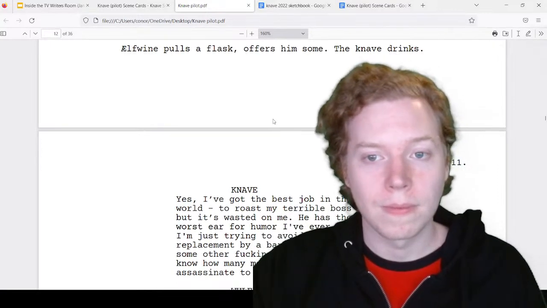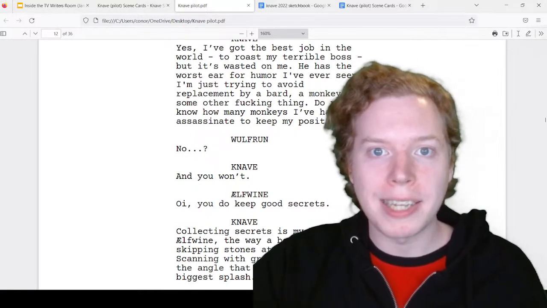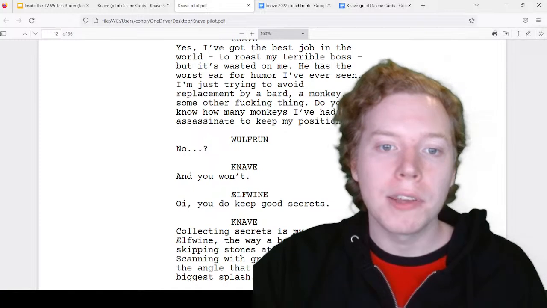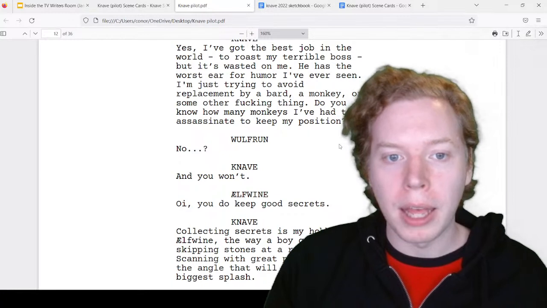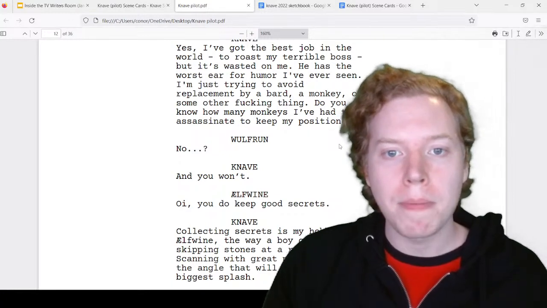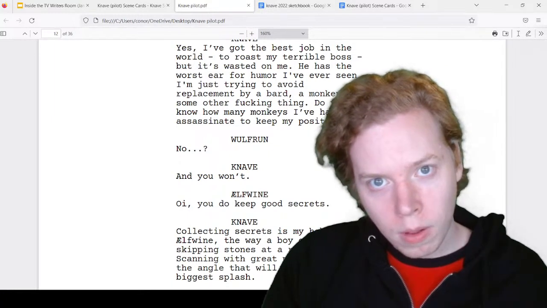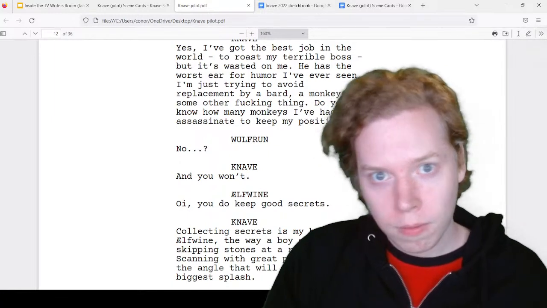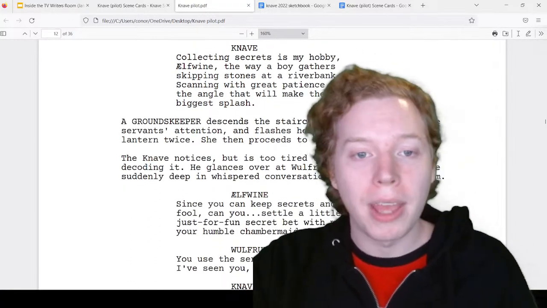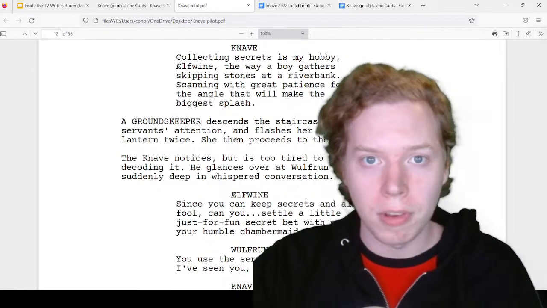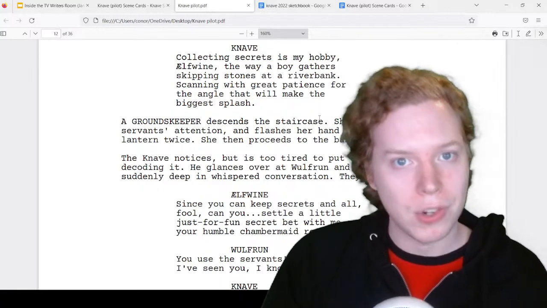Alfwine pulls a flask, offers him some. The knave drinks. Yes, I've got the best job in the world to roast my terrible boss, but it's wasted on me. He has the worst ear for humor I've ever seen. I'm just trying to avoid replacement by a bard or a monkey or some other thing. Do you know how many monkeys I've had to assassinate to keep my position? No. And you won't. Oi, you do keep good secrets. Collecting secrets is my hobby, Alfwine, the way a boy gathers skipping stones at a riverbank, scanning with great patience for the angle that will make the biggest splash.